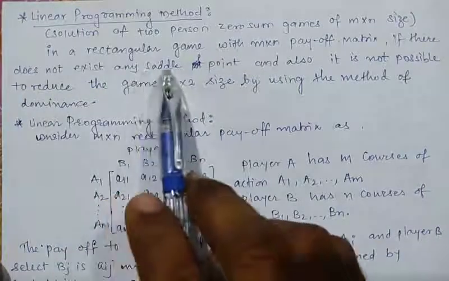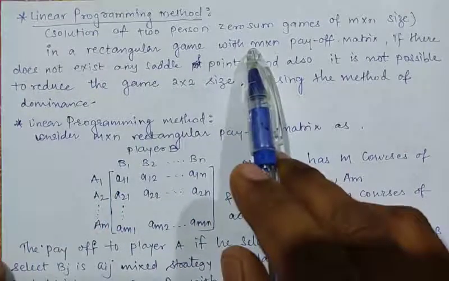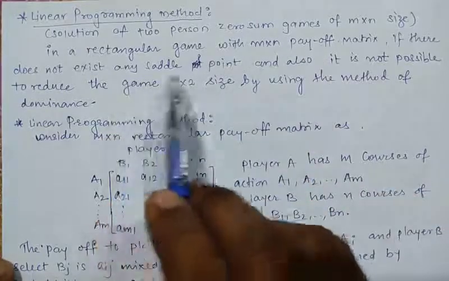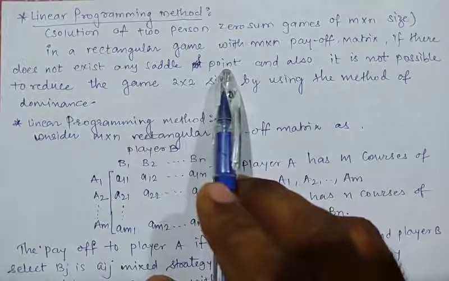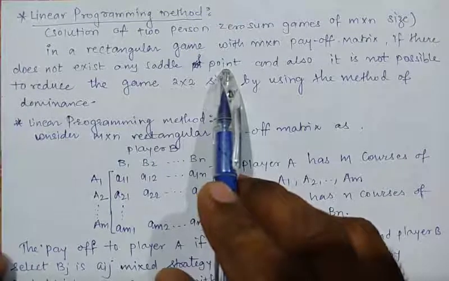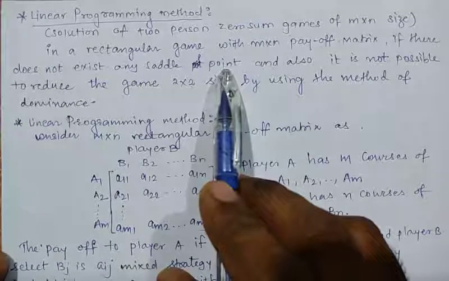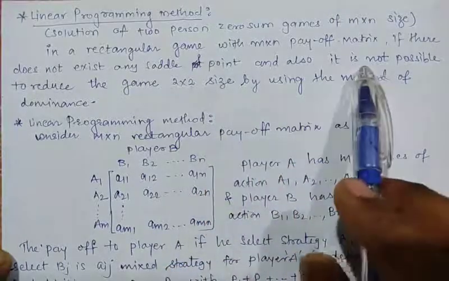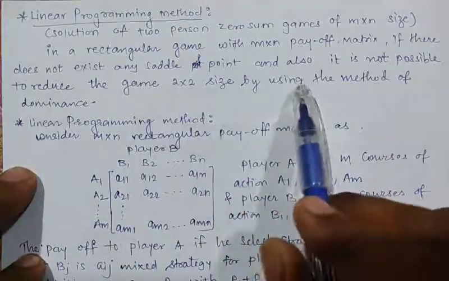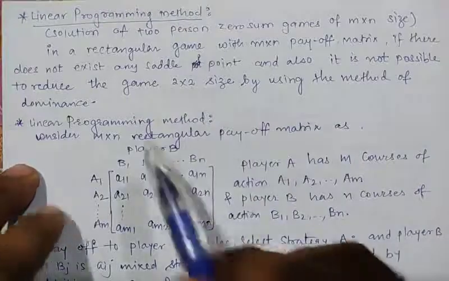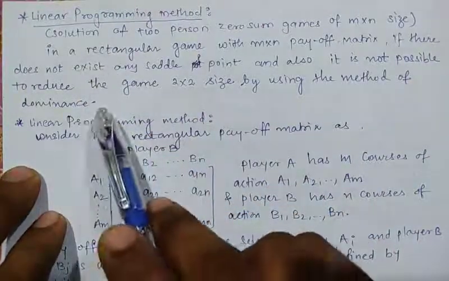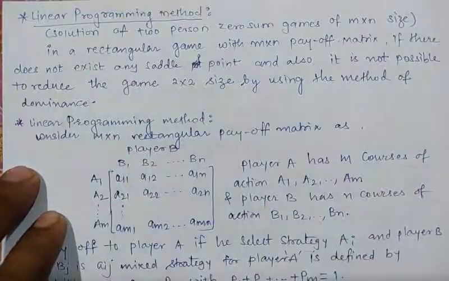So in a rectangular game, what is the order of the matrix? M by n payoff matrix. If there does not exist any saddle point, it means check the minimax and maximin point. If the maximin and minimax points are not the same, then we say that a saddle point does not exist. And also it is not possible to reduce the game to 2 by 2 size by using the method of dominance. Means we don't use the dominance method for this given payoff matrix. In this case we'll use the linear programming method.